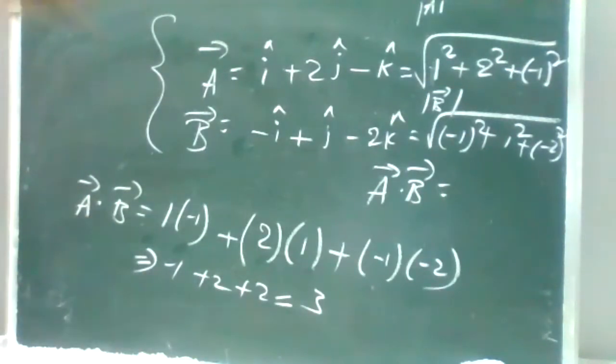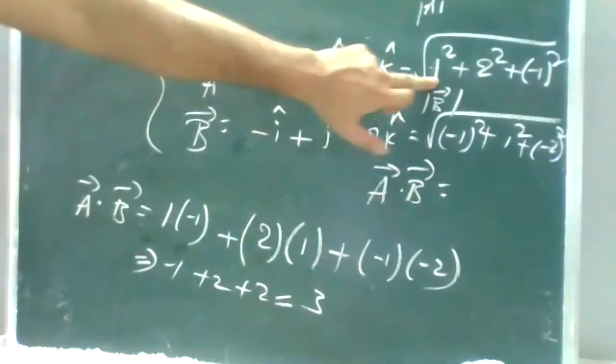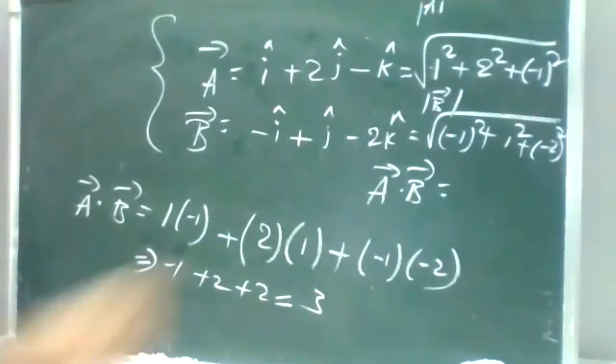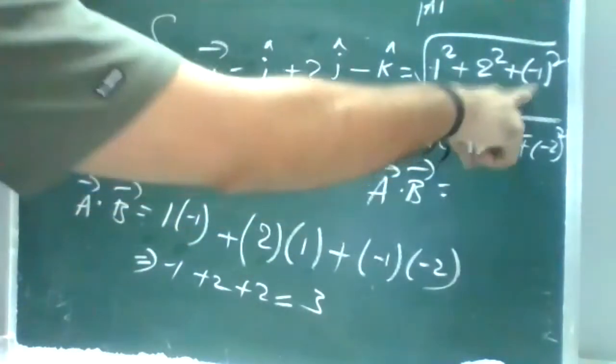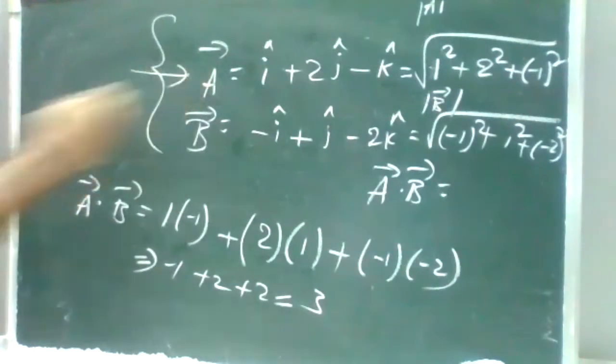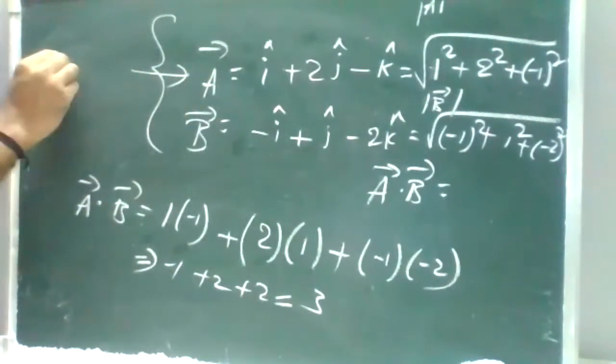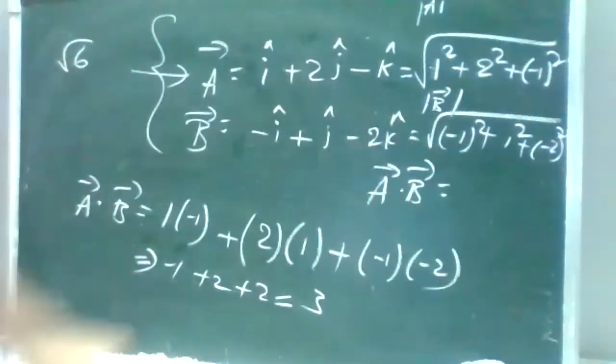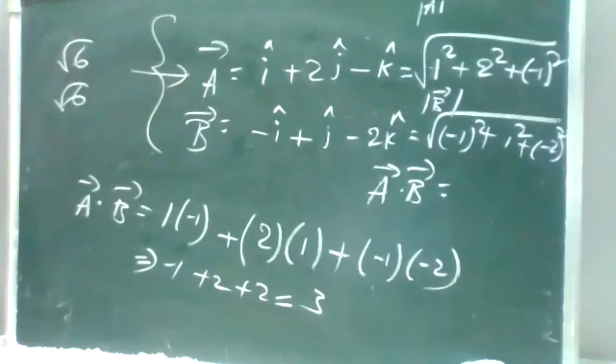Now we find the magnitudes. The magnitude is square root of 1 square plus 2 square plus minus 1 square. Minus 1 square is nothing but 1. So 1 plus 4 plus 1 is 6. The magnitude of a vector is root 6. Similarly here, 1 plus 1 plus 4, again it is root 6. Now we got the magnitudes of a vector and b vector.